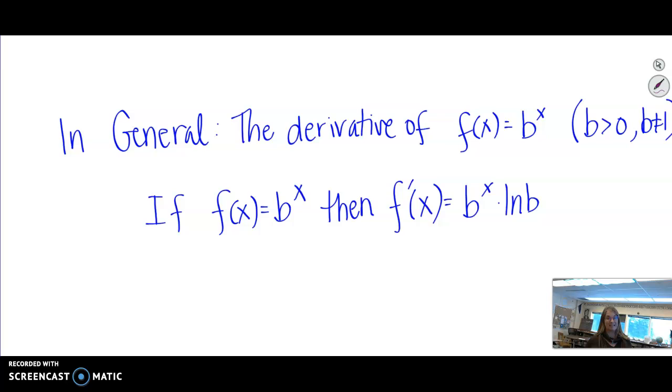And for exponential functions, the base has to be positive and it cannot equal 1, because that would make it not exponential, because 1 to any power is just 1. Okay, so this should go in your notes.